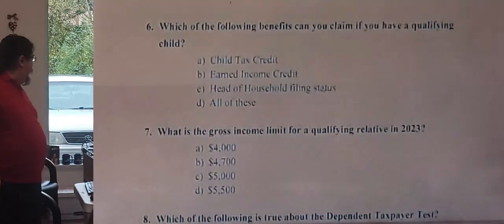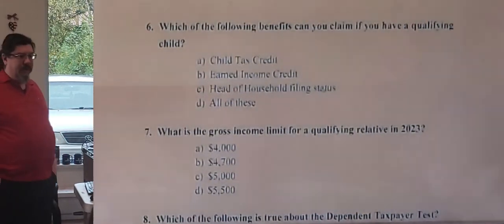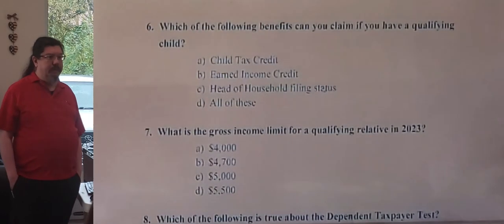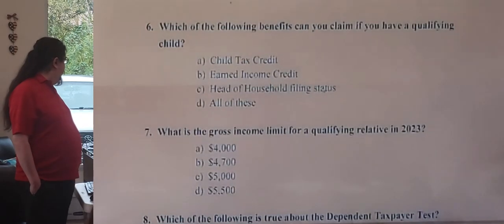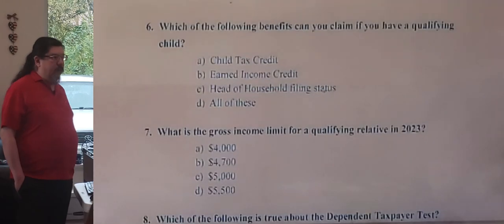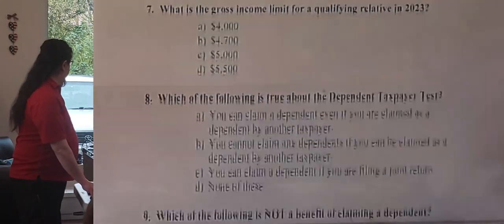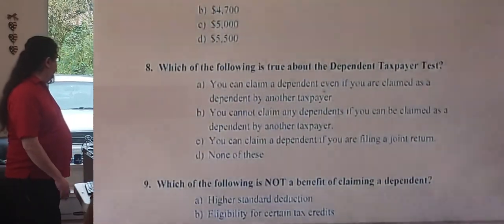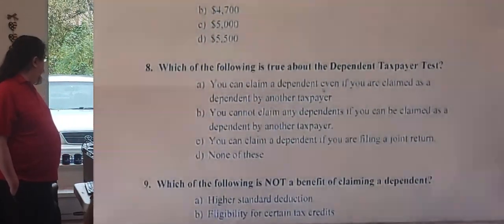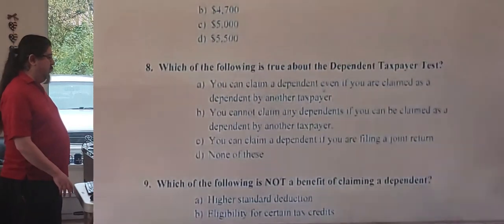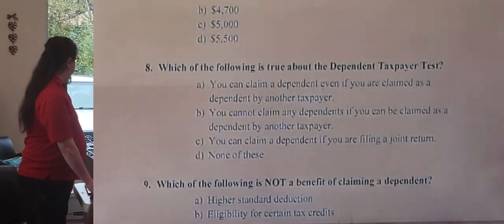Okay, which of the following benefits can you claim if you have a qualifying child? Yep, all of them. Qualifying child will get you all of these benefits. Okay, what's the gross income limit for a qualifying relative in 2023? Which of the following is true about the dependent taxpayer test? B. You cannot claim any dependents if you could be claimed as a dependent by another taxpayer.